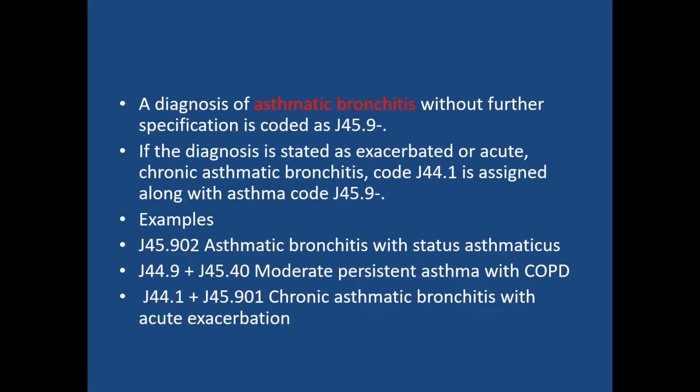Examples: J45.902, asthmatic bronchitis with status asthmaticus. J44.9 plus J45.40, moderate persistent asthma with COPD. J44.1 plus J45.901, chronic asthmatic bronchitis with acute exacerbation.